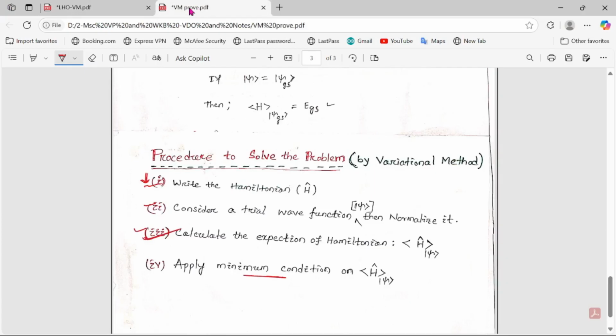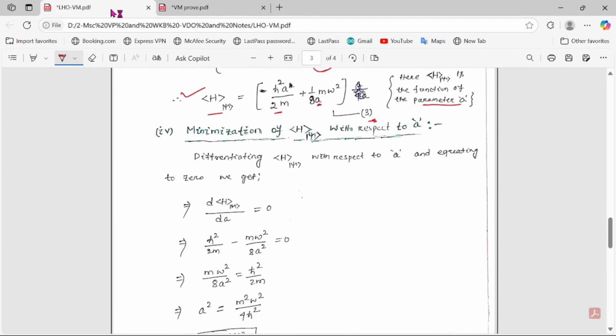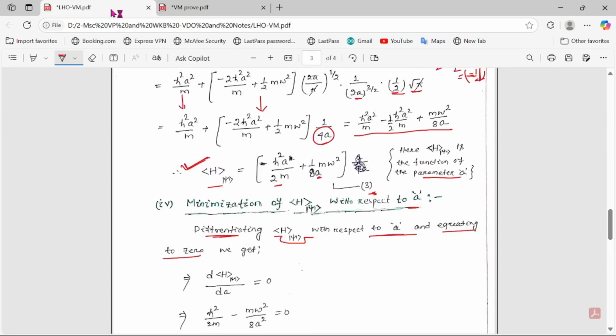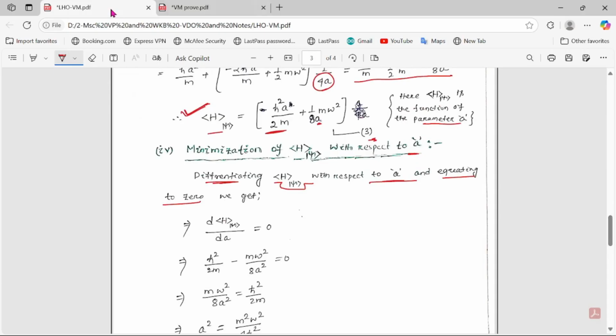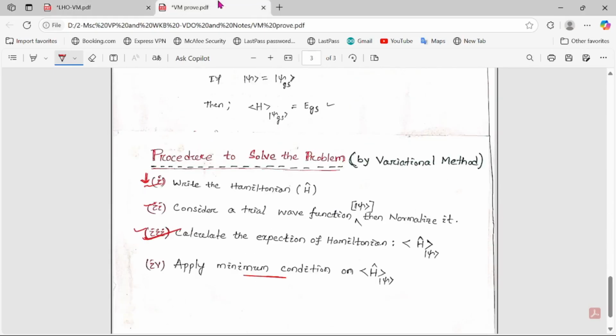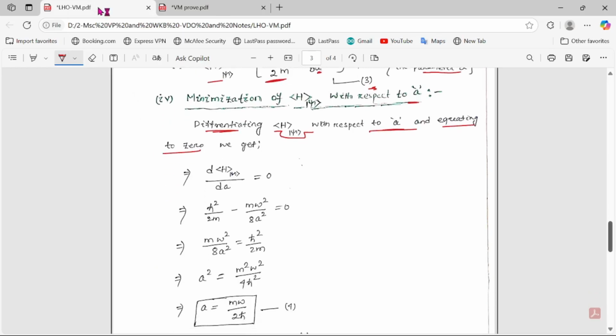Then apply the minimum condition. Minimum condition means what? Minimization of the expectation value of the Hamiltonian with respect to a. That means differentiating the expectation value of the Hamiltonian with respect to a and equating to 0. That means if this is a minimum or maximum with variable a, then if I differentiate with respect to a and equate to 0, I can find the a value. Okay, this is the general minimization condition.